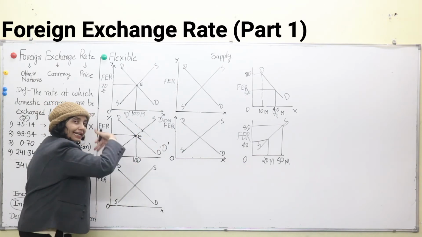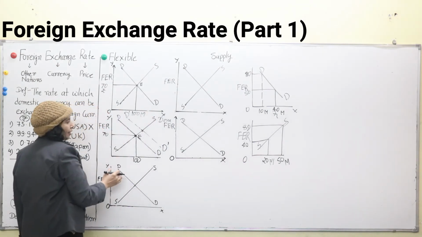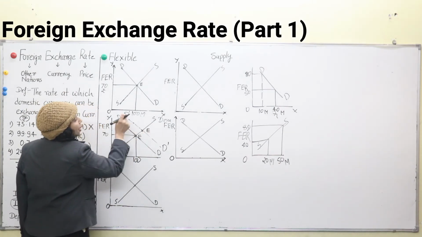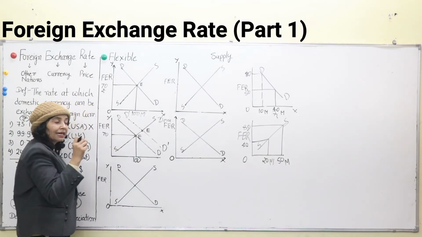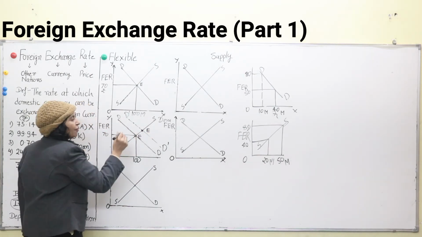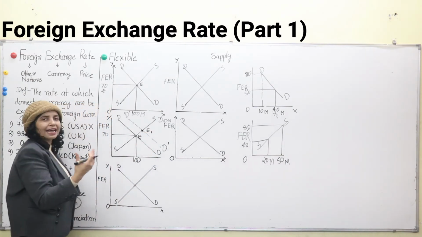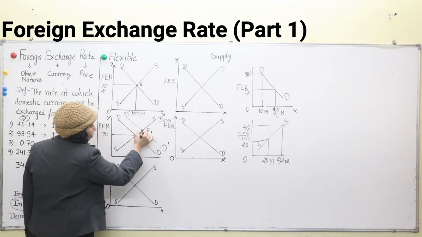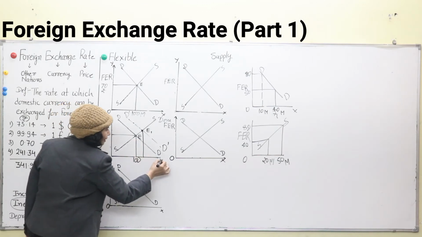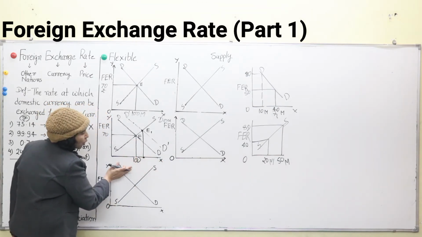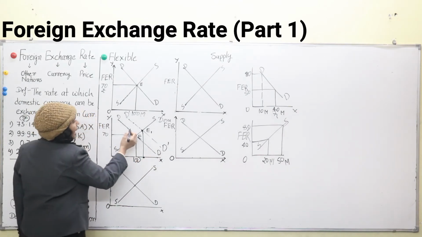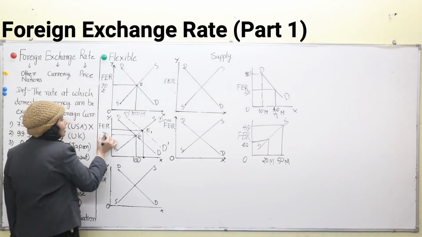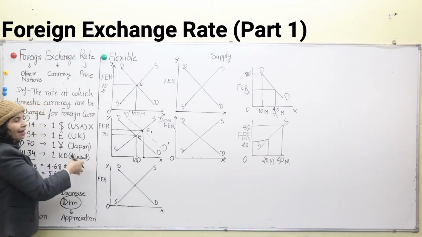For showing the increase in demand, you have to shift only your demand curve. Here is your new equilibrium point E dash, where your new demand curve and old supply curve are intersecting. That is your new equilibrium or par rate, and you can write it as E1 or E dash. What is happening here? If you drop a perpendicular on the x-axis, your quantity has increased, and if you drop a perpendicular on the vertical y-axis, your price or FER rate has also increased.